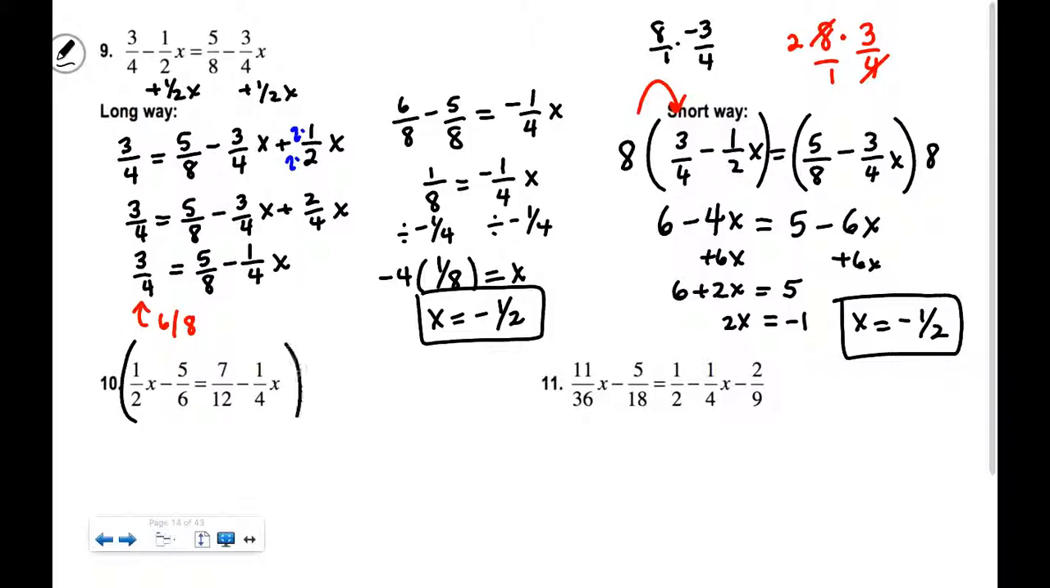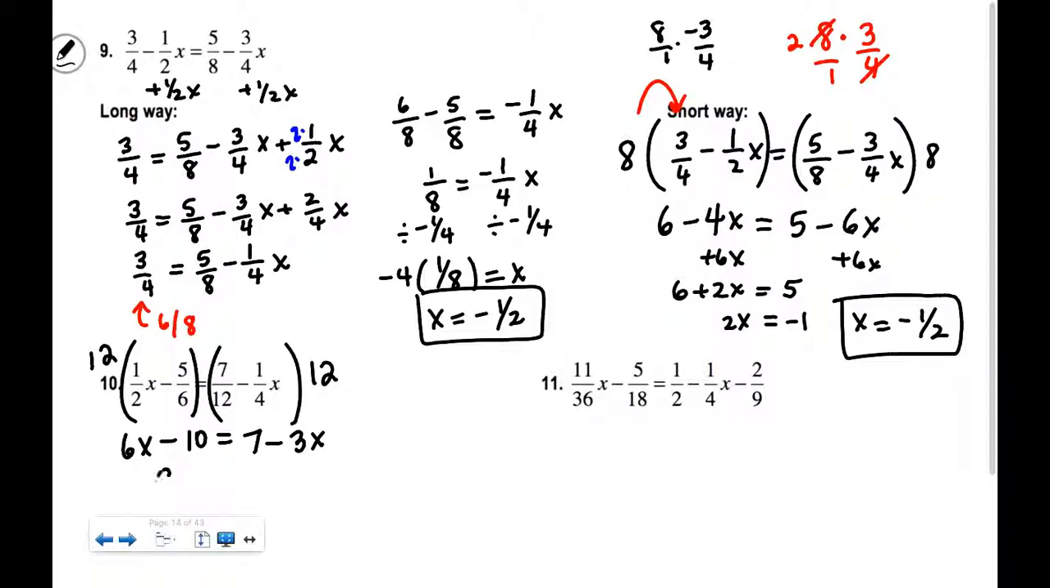What am I going to multiply number 10 by? 12. So sometimes I get lazy and I only write it on one side of the equation. Really what I'm doing is I'm multiplying it on both sides of the equation, right? So if you see me put a parenthesis around the whole equation, that's what I'm doing. All right, so I have 12 times 1/2 is 6x minus, how good are you at doing this in your head now? It is minus 10, right? Because 12 divided into 6 pieces would be 2 each times 5. All right, the next one is going to be 7 minus 3x.